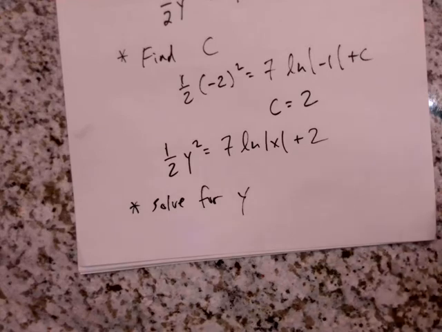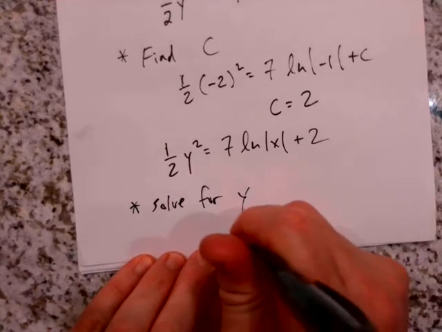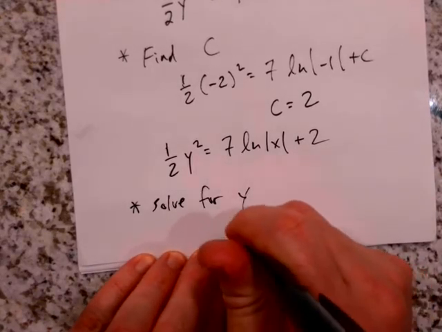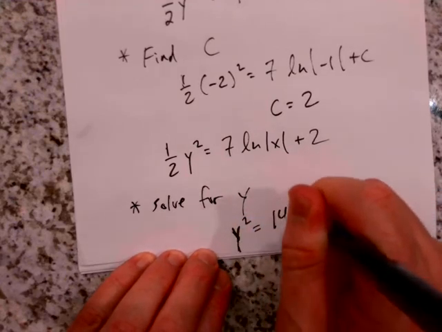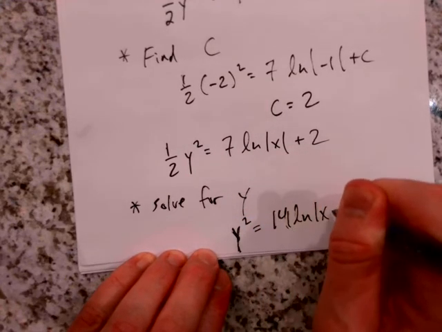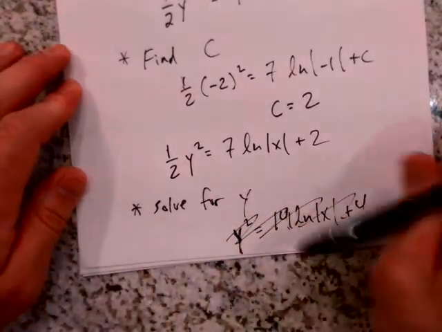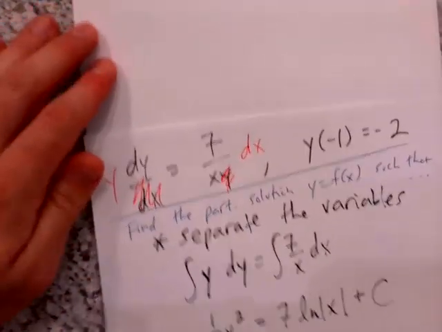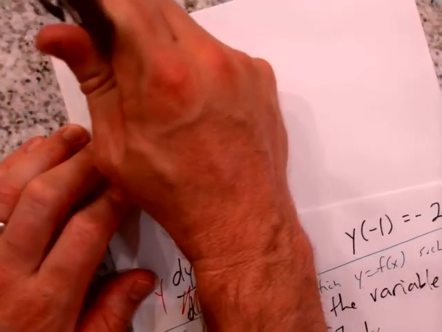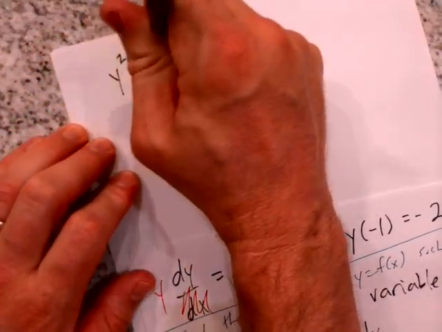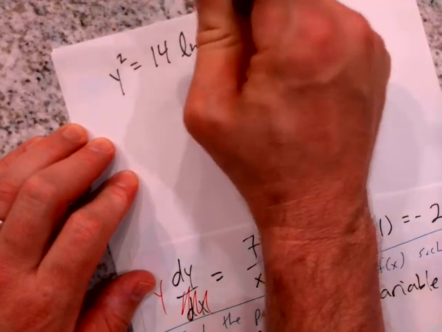First we multiply everything by 2. So y squared equals 14 log absolute value of x plus 4. I'm just going to write that over again. My pen's slowly dying. So going to a new page. Y squared equals 14 log absolute value of x plus 4.